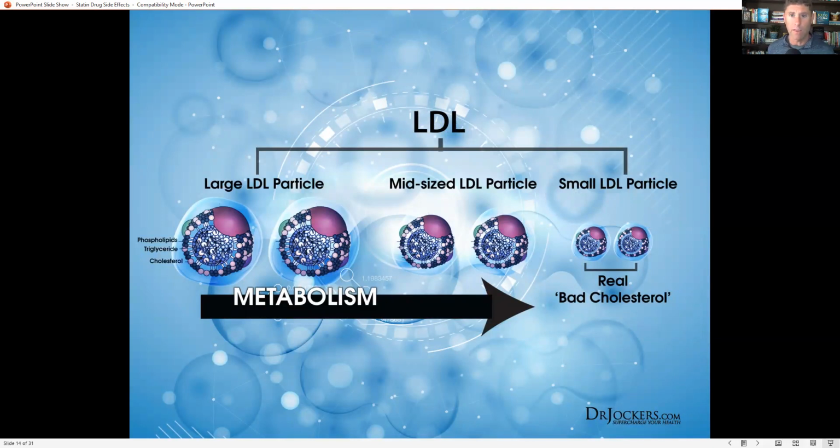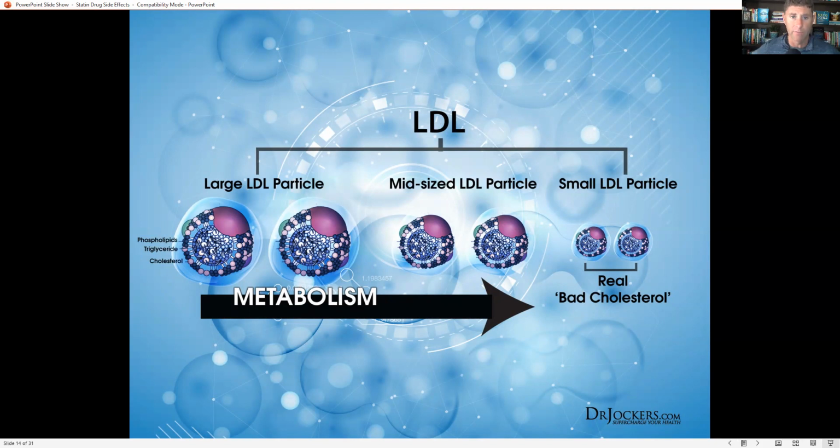Now, let's take a look at LDLs. We know that there's a difference between large LDL particles, mid-sized, and small LDL particles. We are taught that all LDLs are bad, but actually large LDL particles have a lot on their bus. They're bringing a lot of phospholipids, cholesterol, triglycerides, and CoQ10, and all those different nutrients, vitamin A, vitamin E, all those fat-soluble antioxidants, to the cell. And they are very healthy.